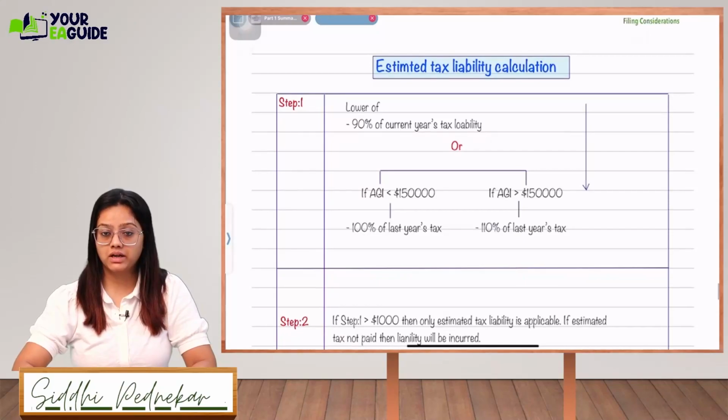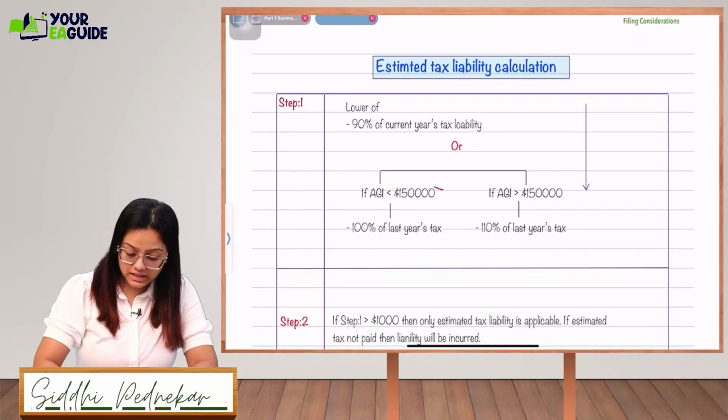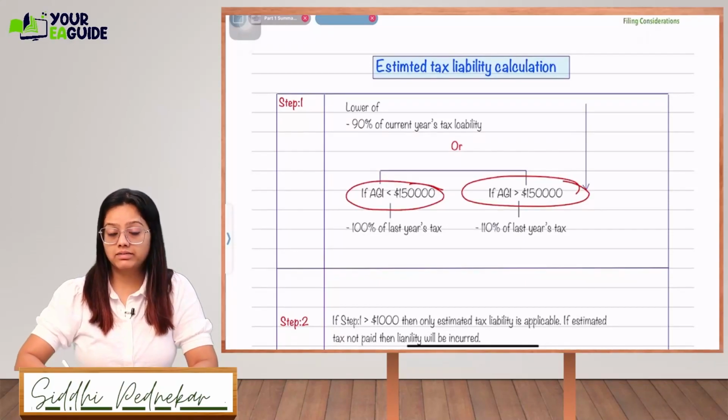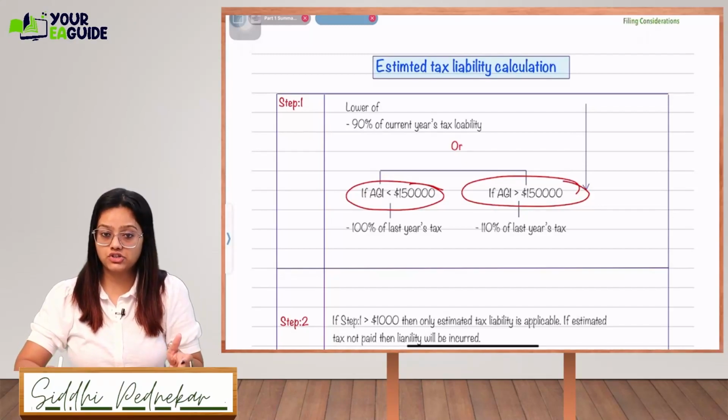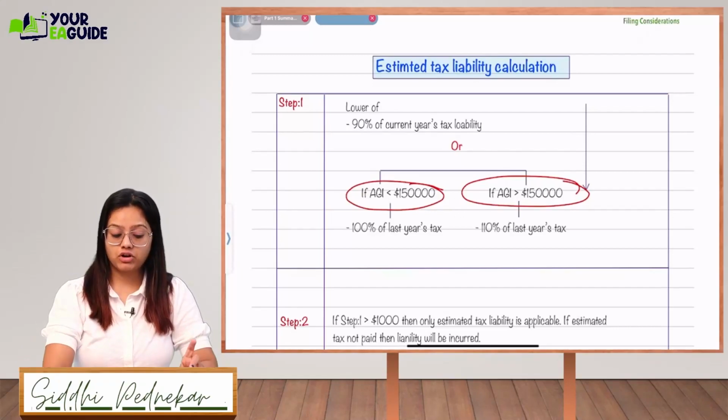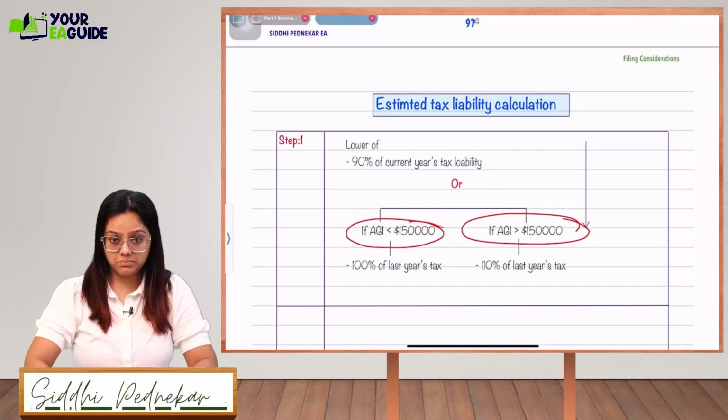Now what is the estimated tax calculation? This can be asked in the exam, where they'll trick the question based on the AGI. If your AGI is up to 1,50,000, we will follow the same formula which we saw earlier, right? 90% of current year.